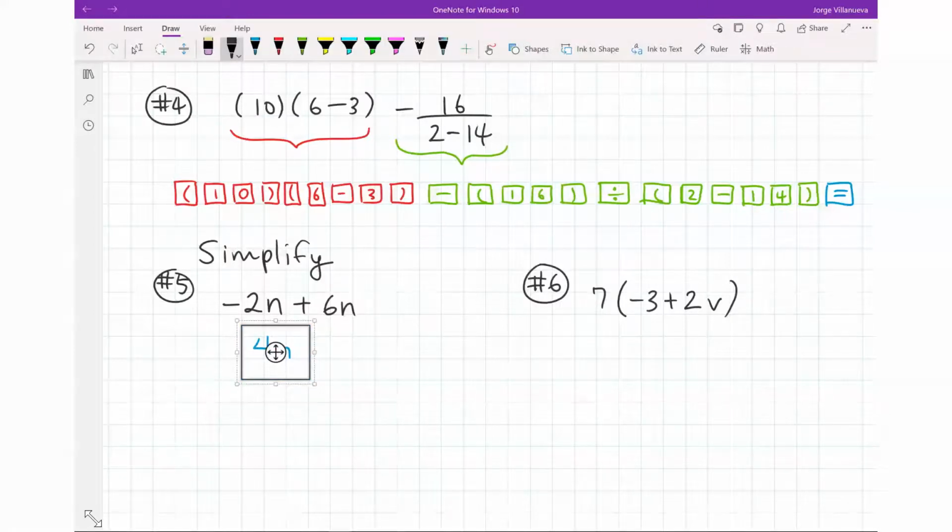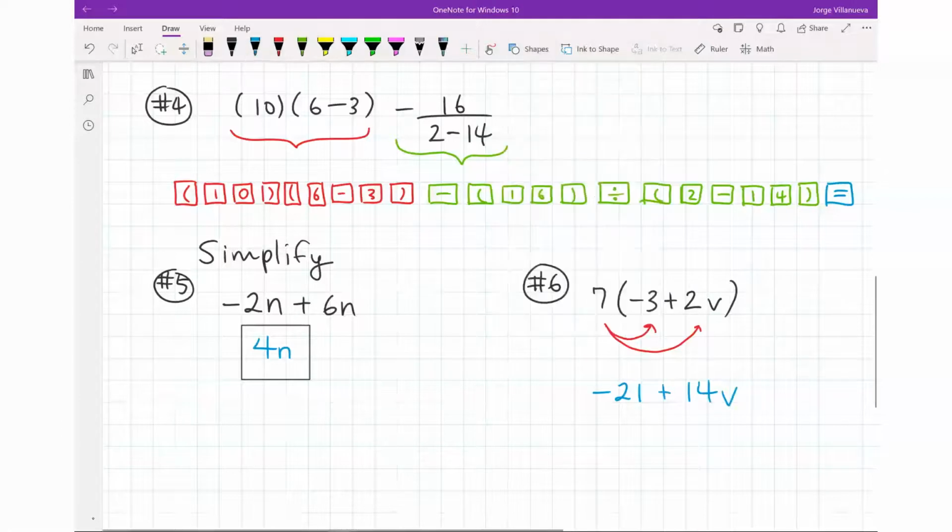Still trying to figure out how to, maybe if I do that. Oh, okay, that worked. And the other one is just distribution, right? We're just going to want to distribute this thing there and there. So let's go ahead and distribute. 7 times negative 3 is negative 21. Plus 7 times 2v, that's 14v. And we're done. Alright, so very quick, very straightforward.